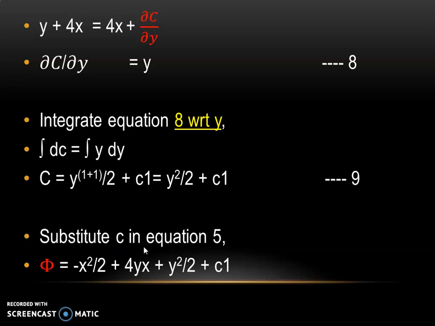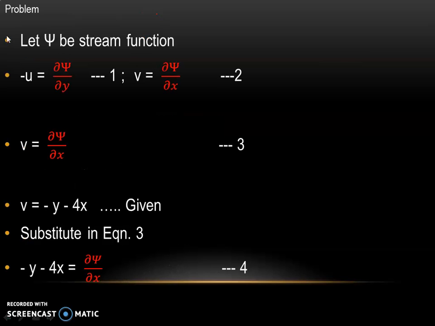Now substitute c in equation 5. So we get phi equal to minus x square by 2 plus 4yx plus y square by 2 plus c1 as the final equation for velocity potential function phi. Similarly, we will find out the expression for psi, that is the stream function.